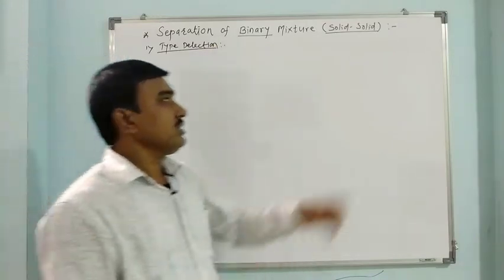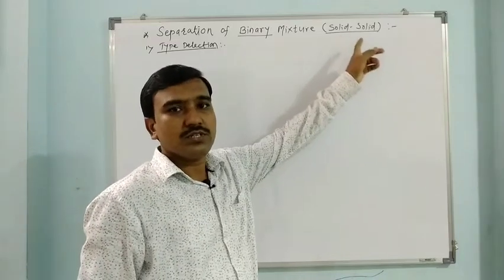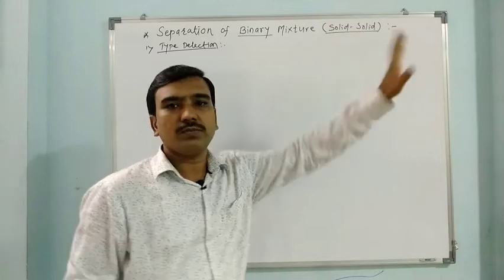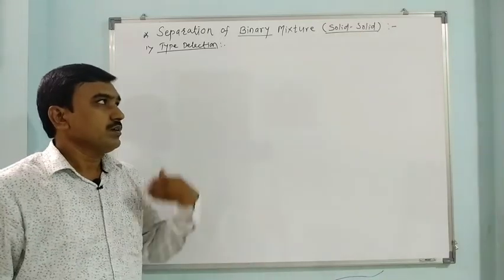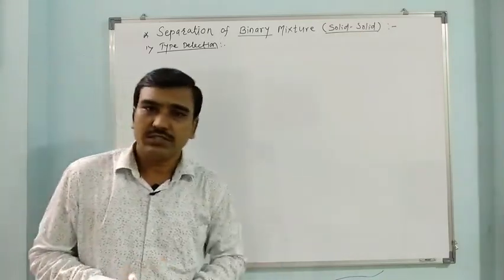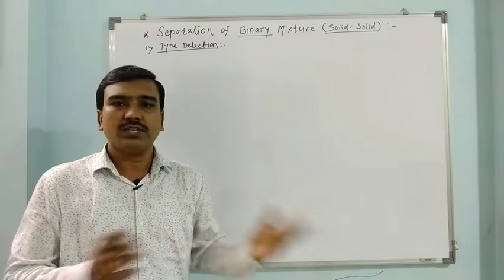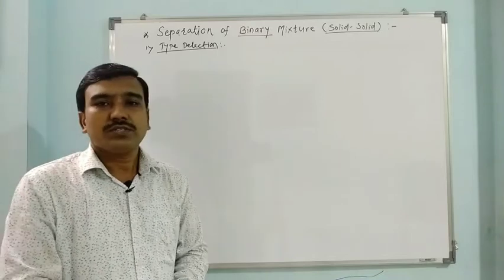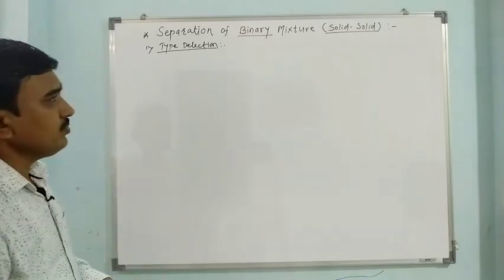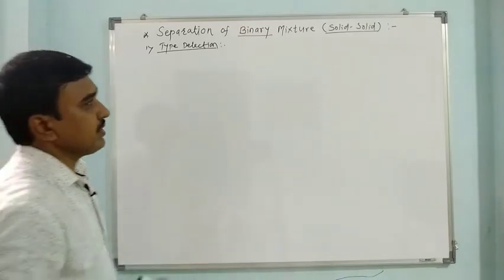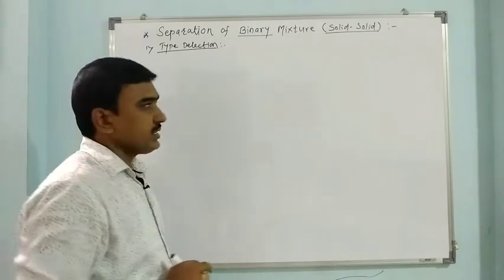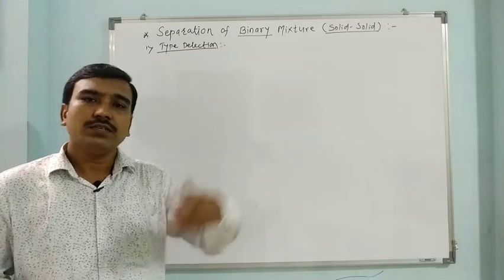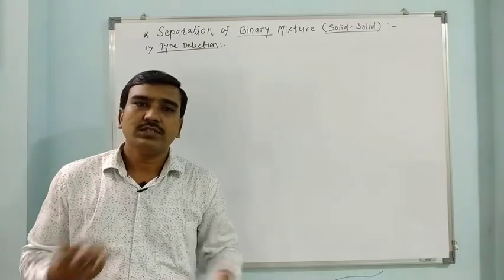Here we have to see only the mixture containing both components solid. There are different types of binary mixtures, solid, liquid, but in today's video we see only separation of solid. In this solid binary mixture, two components are there and we can separate them by using their chemical type, or we can separate them by using solubility.